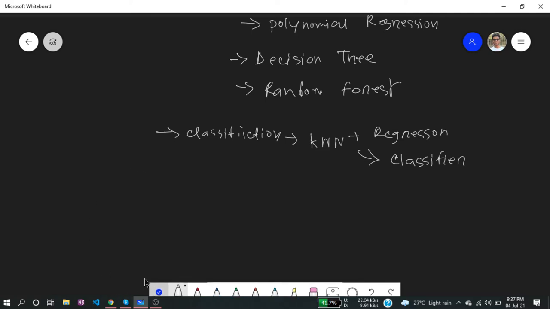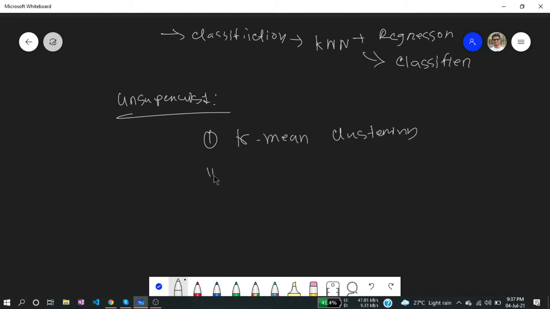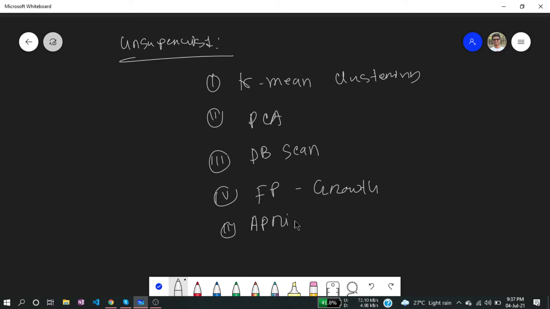Now if I talk about unsupervised learning algorithms, there are lots of algorithms, like clustering, that means k-means clustering. Then you can find PCA, principal component analysis. Then DBSCAN. Then you have the FP-growth. Then you have Apriori. This is one of the algorithms.